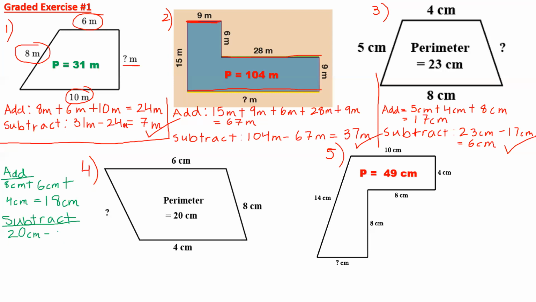All right, 20 centimeters minus 18 centimeters is going to be equal to 2 centimeters. How many persons got 2 centimeters for number 4? I did. Okay, good. 2 centimeters. Most persons got 2 centimeters. Okay, good. Perfect. Good. Now the final one.